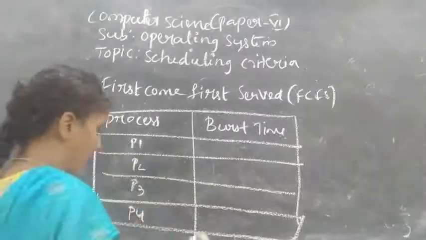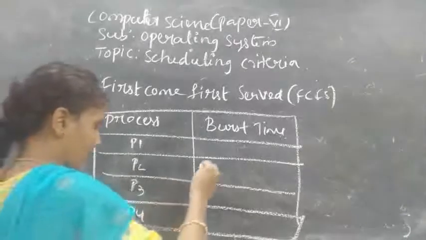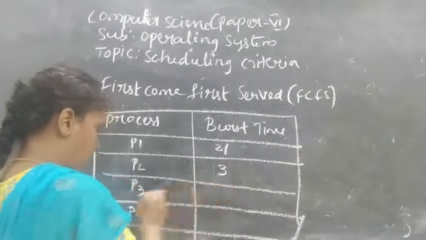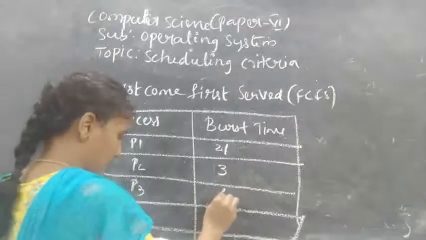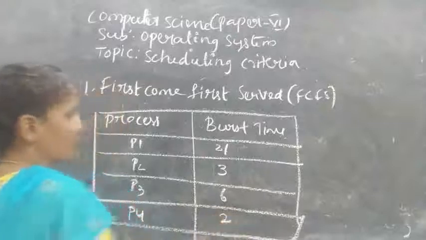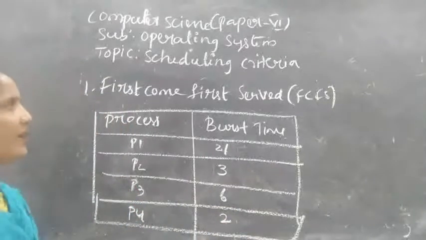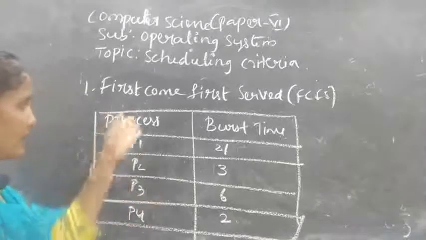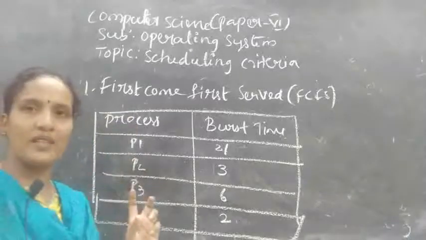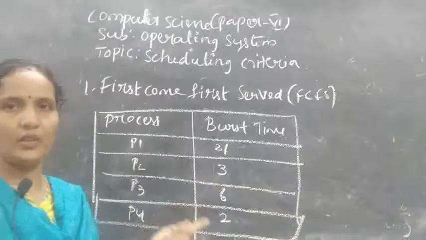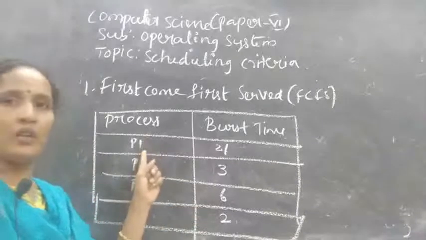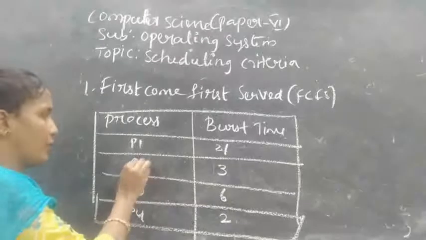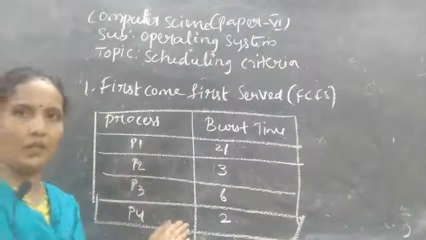You need to calculate the average waiting time. P1, 21; P2, 3; P3, 6; P4, 2. These are the execution times, and the arrival time we are taking as 0 only. And in the same sequence, the processes arrive into the ready queue. First P1 enters the ready queue, next P2, next P3, next P4. Clear? In the same sequence.